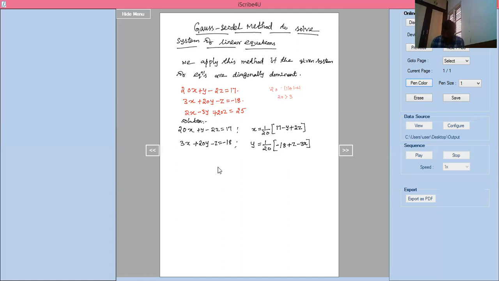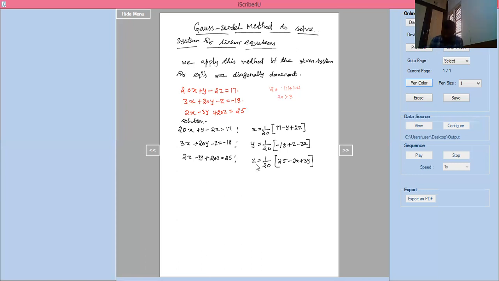Next, from 2x minus 3y plus 20z equal to 25, keeping the z term on this side, z equals 1 by 20 into 25 minus 2x plus 3y. These equations come from the diagonally dominant elements: x for the first, y for the second, and z for the third equation.